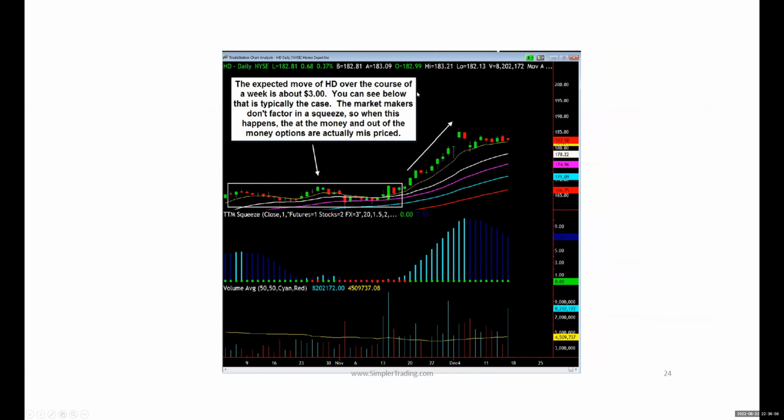The expected move you can see over a week is about $3. The market makers don't factor in a squeeze. So this is still sort of a cheat code, even though the squeeze has been around for, I want to say, like 20 years, they don't factor it in. What it tells us is that when something is in a squeeze, the at the money and out of the money options are actually mispriced, which gives us an advantage there.